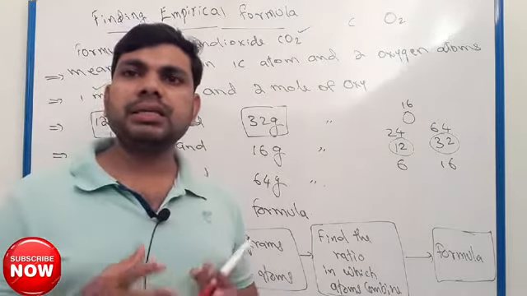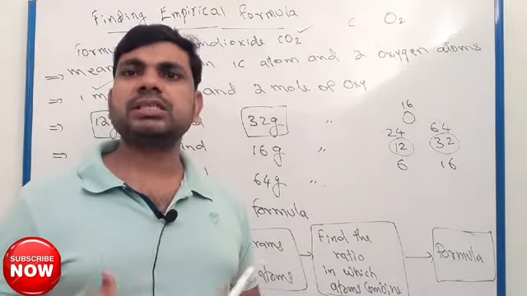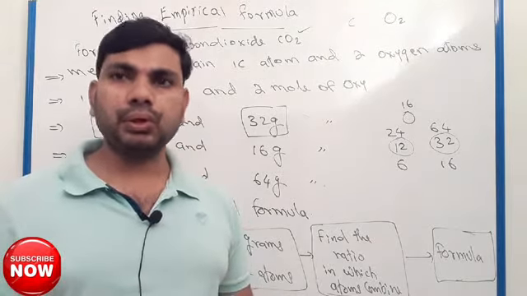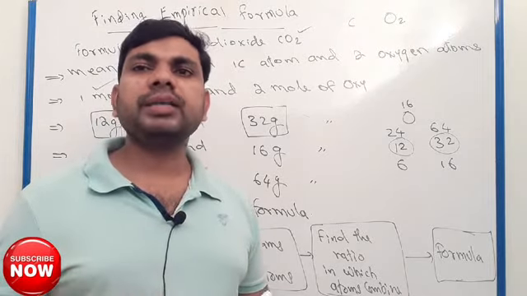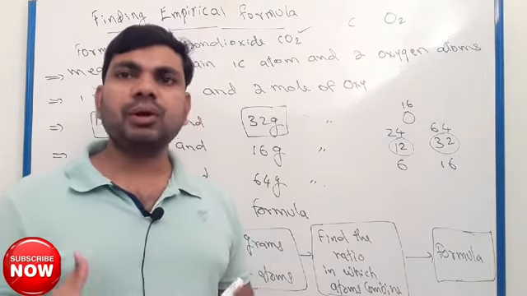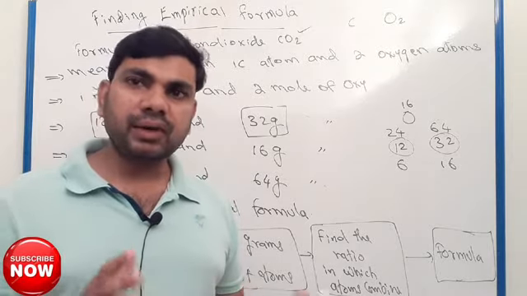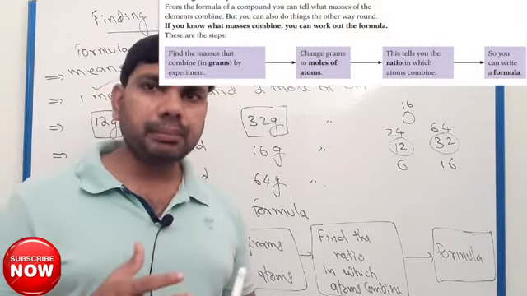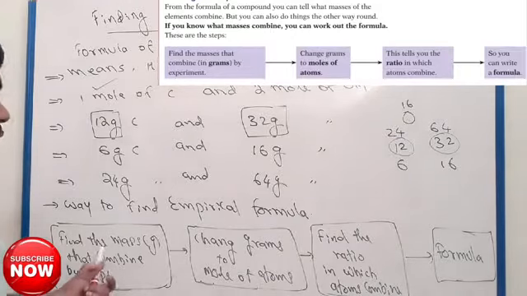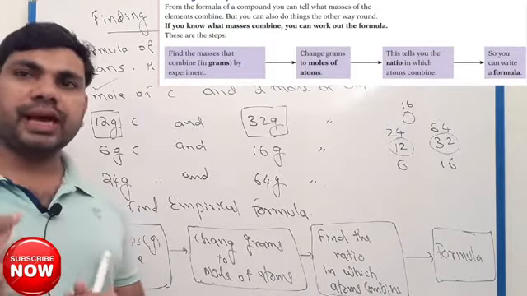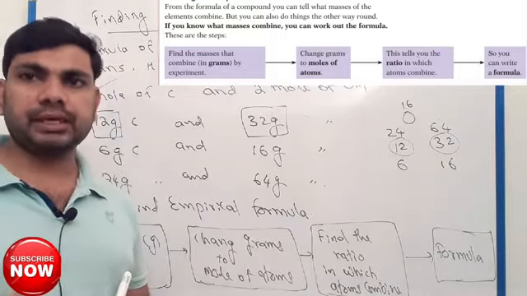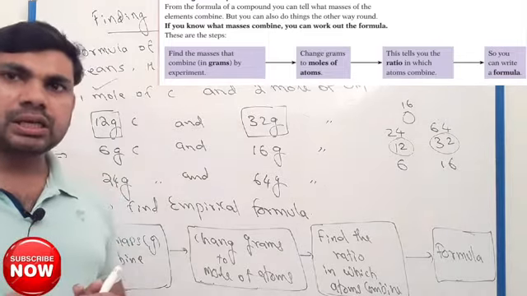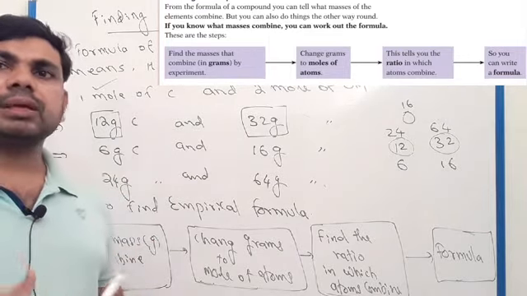So here we discussed empirical formula. Empirical formula means it is the simplest ratio. It tells us the ratio of different atoms in a molecule. So how do we find the empirical formula? Next we discuss the different steps to find it. First we have to find the masses of reactants and products that are involved in a chemical reaction.